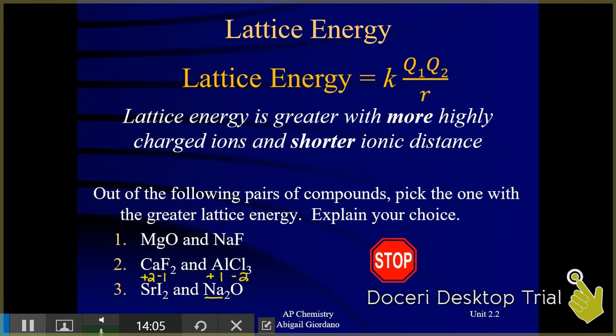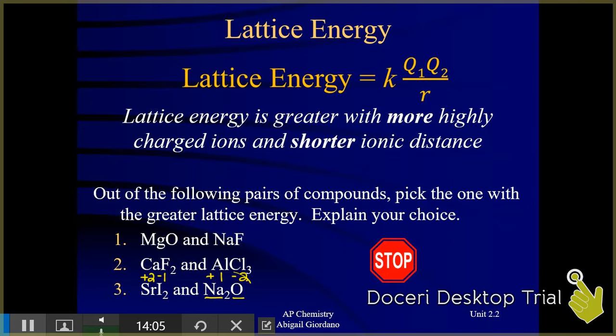Find iodine and oxygen on your periodic table. Again, I realize they're not in the same family. That's okay. Which one is the smaller element? Oxygen. So the point I'm trying to get at here is the ions of sodium and oxygen are closer to each other than the ions of strontium and iodine. Remember Coulomb's law, distance is the other piece.